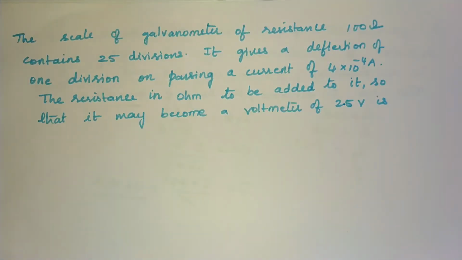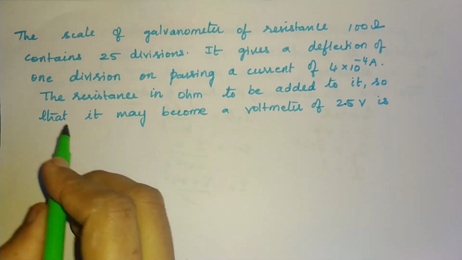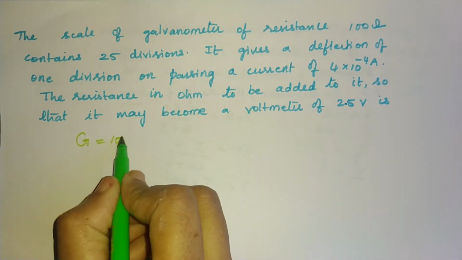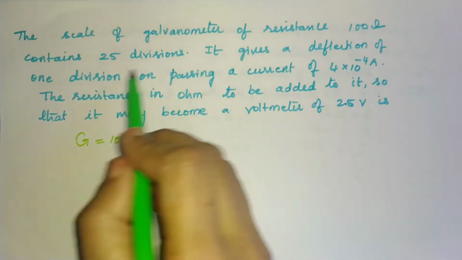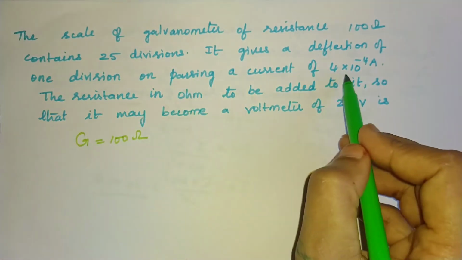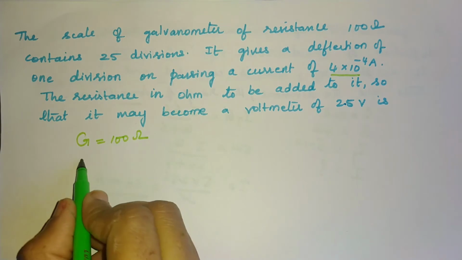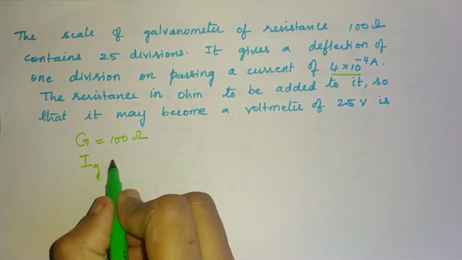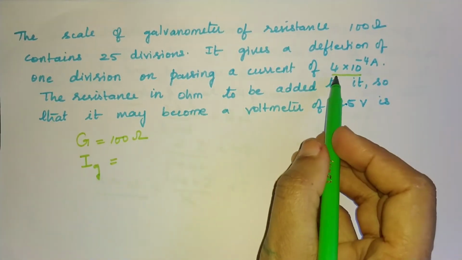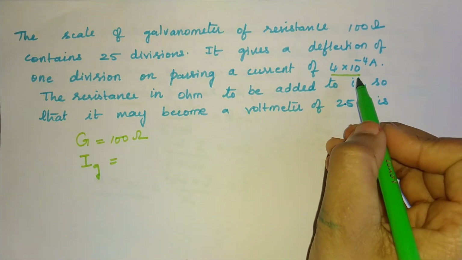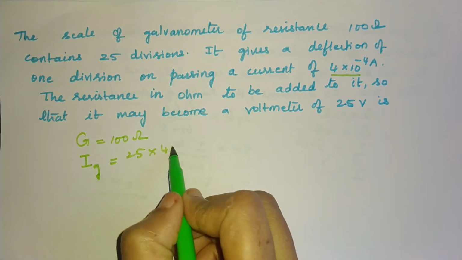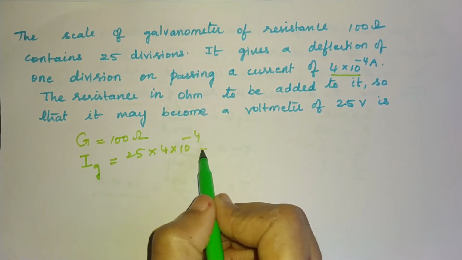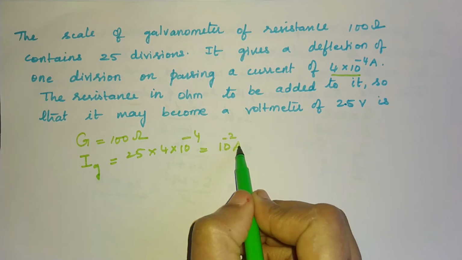Look at one question related to the voltmeter this time. The scale of a galvanometer of resistance 100 ohms, again capital G is 100 ohms, contains 25 divisions. It gives a deflection of 1 division on passing a current of 4 into 10 power minus 4. So what should be the total deflection current? Ig is, for 1 division, 4 into 10 power minus 4. Since it has 25 divisions, I will write it as 25 into 4 into 10 to the power minus 4, which is 10 power minus 2 ampere.